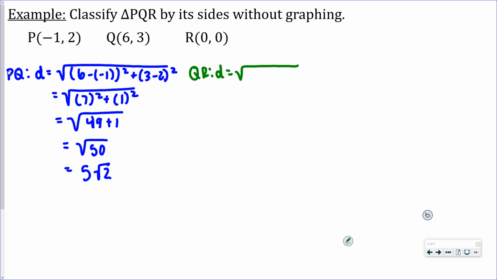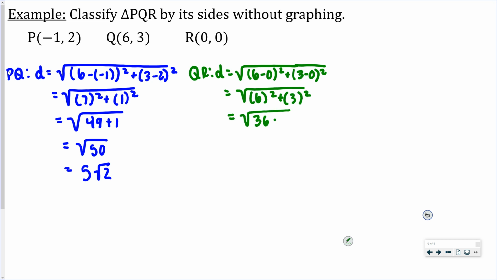Okay, what's the side length of QR? We have 6 minus 0 plus, if I do it in that order, 3 minus 0. I get 6 squared, 3 squared. So I'm getting 36 plus 9, the square root of 45. 9 is a factor of 45, so that'd be 3 root 5. Hopefully we're getting a little better at simplifying radicals.